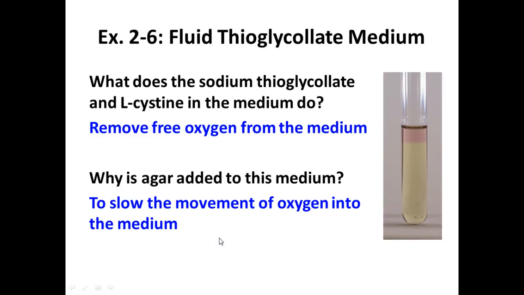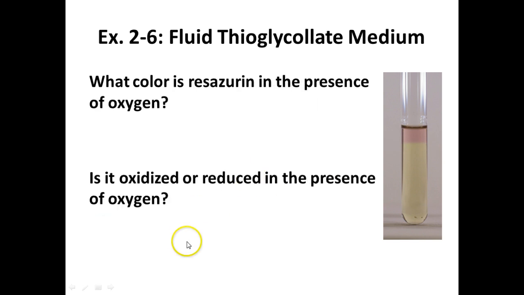Now, of course, I'm saying oxygen, right? Can anybody see oxygen? No, you can't see it. So that's why you have a pink layer here. There's an indicator called resazurin that shows you where the oxygen is, because it reacts with the oxygen and it produces this pink color, right? So it allows us to see where the oxygen is in this tube.